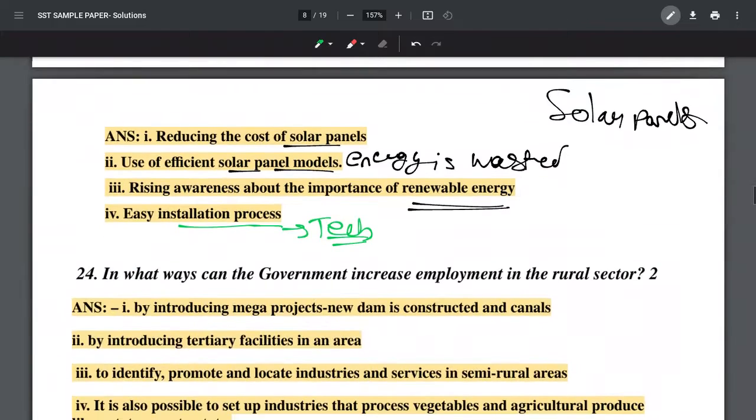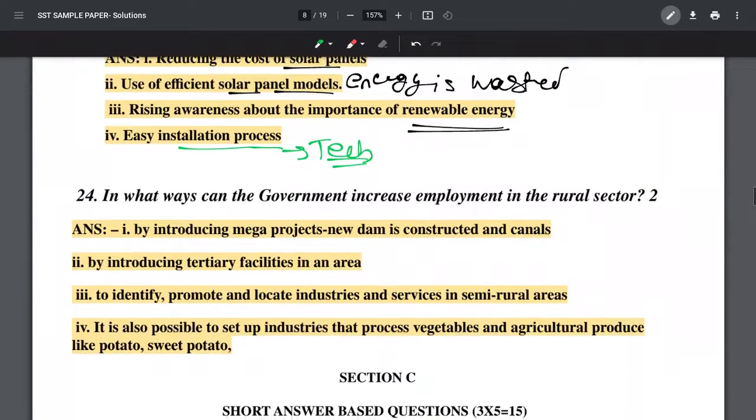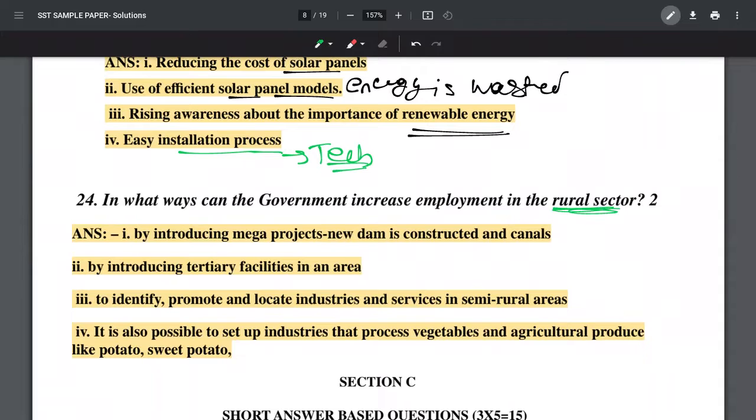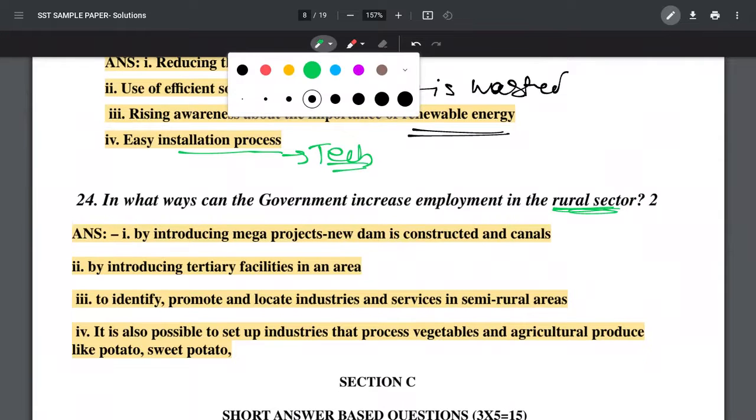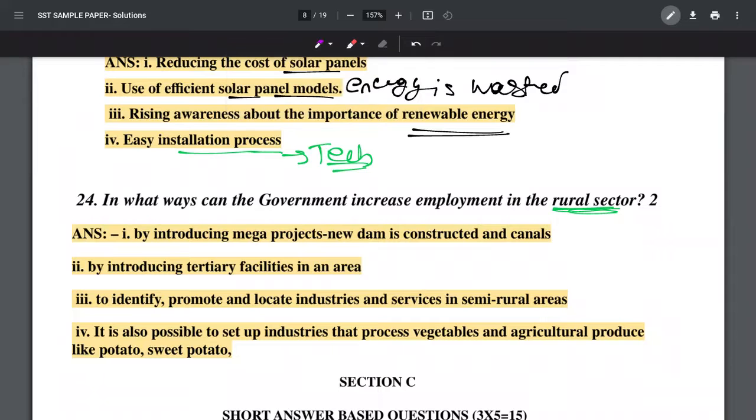Question number 24. In what ways can the government increase employment in the rural sector? Rural sector, in your villages, how can the government increase the employment? That's the question. So see, we can introduce mega projects, a new dam is constructed, canals are being constructed. So what happens, as labor work, the rural people can come and join them, isn't it?